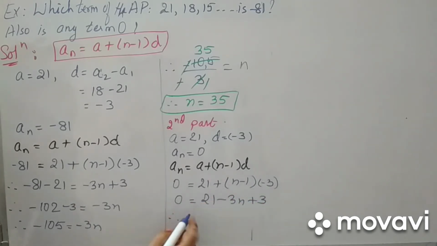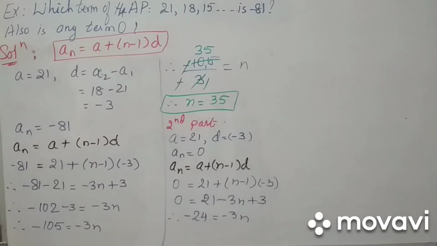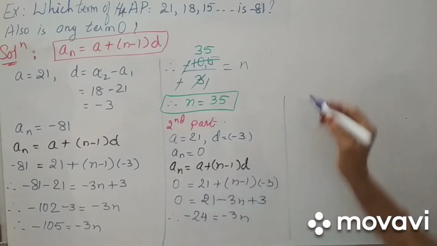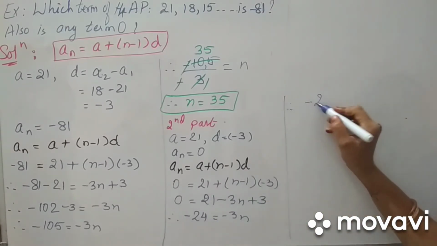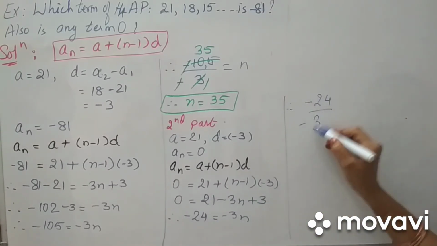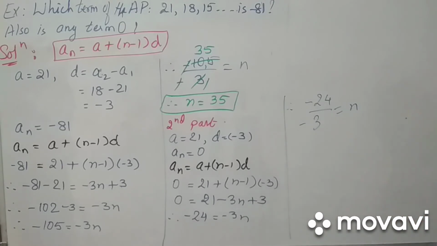21 plus 3, 24, and take it on the left side. So minus 24 is equal to minus 3n. Now furthermore, simplify it. How will you do it? Bring 3 on the other side. Therefore, minus 24 upon minus 3 is equal to n.